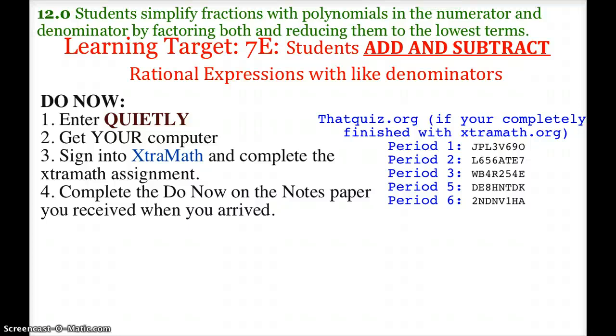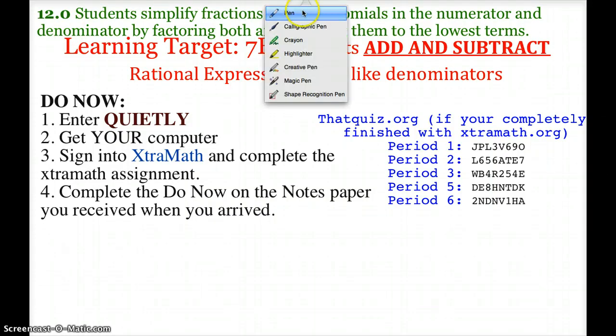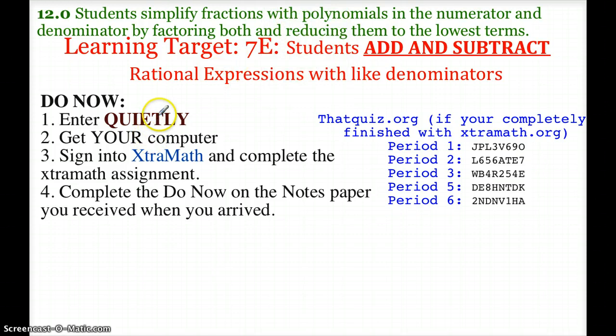Okay, 7E. This one I'm going to break down in two parts: today, Monday, Tuesday, and then again Thursday, Friday, because unlike denominators is much more complicated than same denominators.